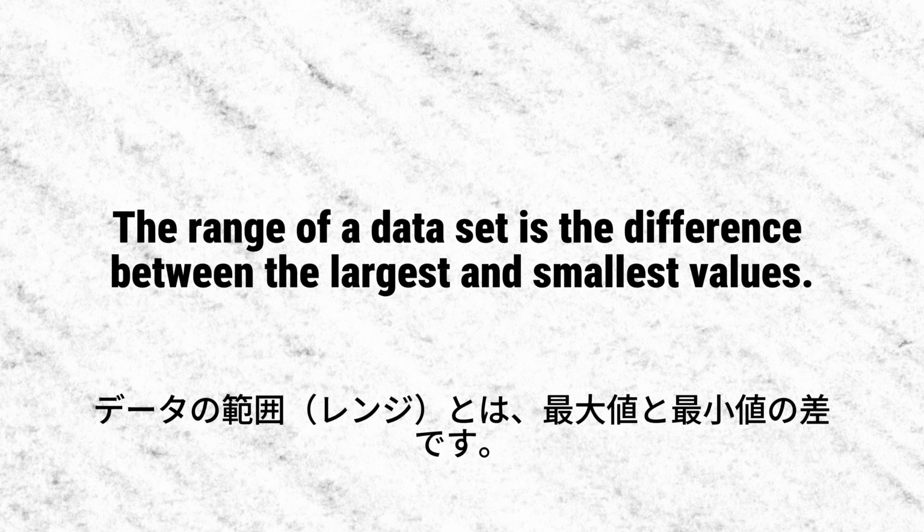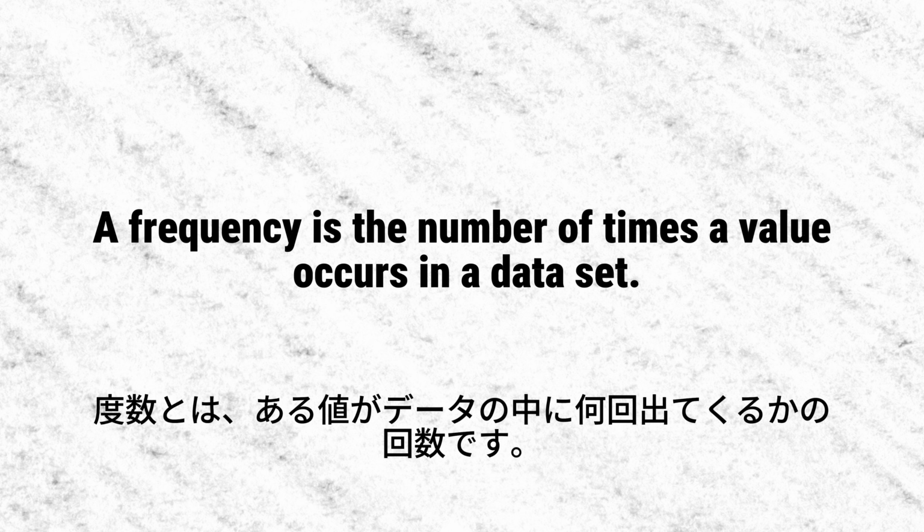The range of a data set is the difference between the largest and smallest values. A frequency is the number of times a value occurs in a data set.